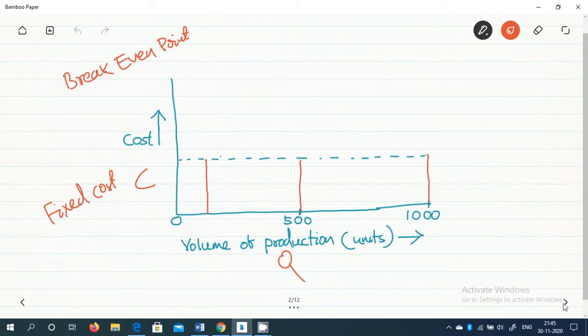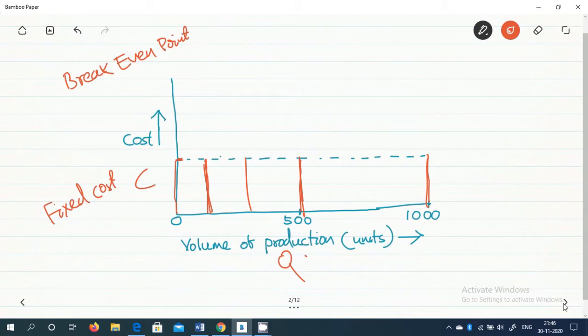So these costs remain constant. Here at 100 units or 200 units the cost remains the same; at 500 units, whatever the cost, at 1000 units that same cost is there. This cost remains constant despite the volume of production, that is the number of units Q produced in a given duration. So that is the fixed cost.